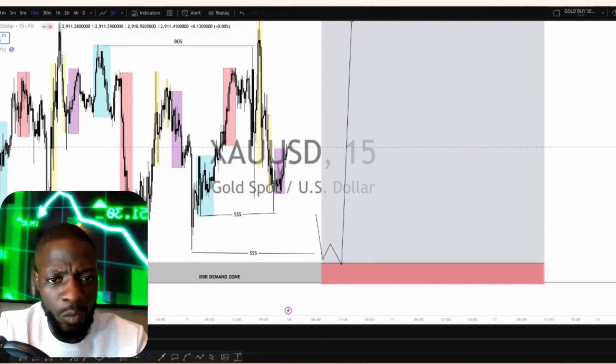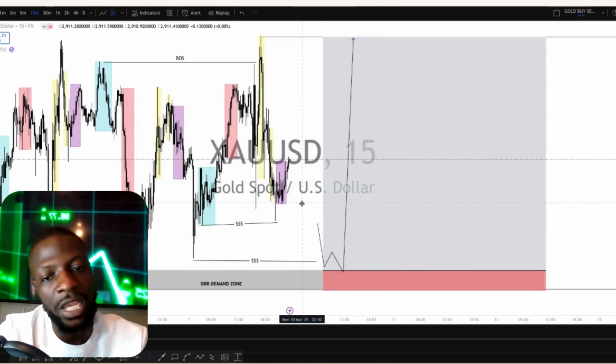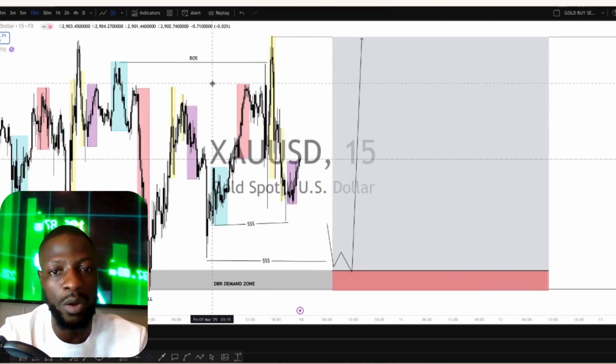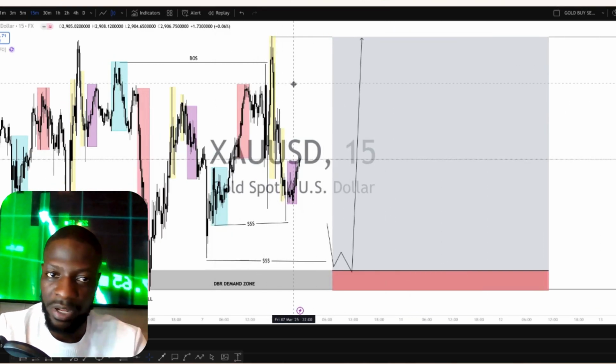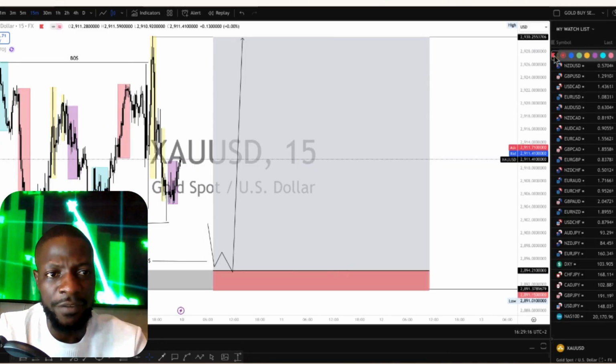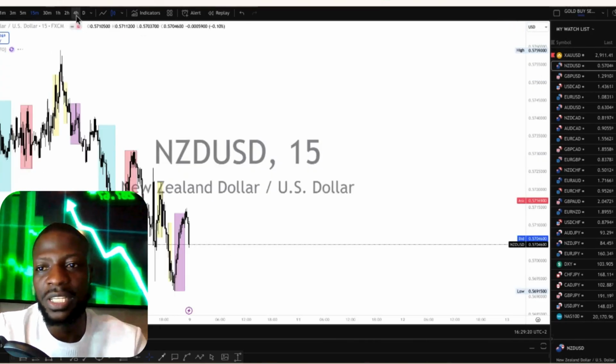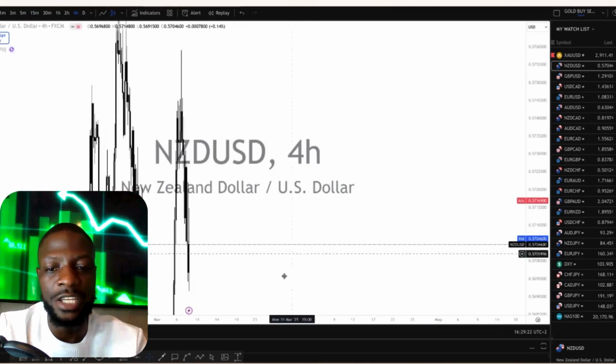And then for now, we just have to wait and see how the market reacts as it comes into this area right here, because we know the overall trend is still to the upside. Okay, so that's my idea on gold right here. Let's see if we can do as many as possible. So let's go to the next, which is the NZDUSD.